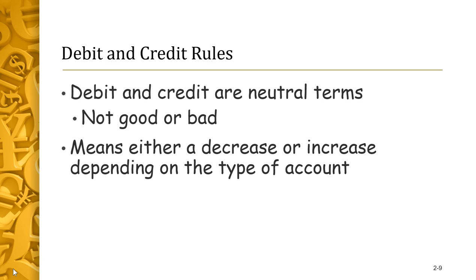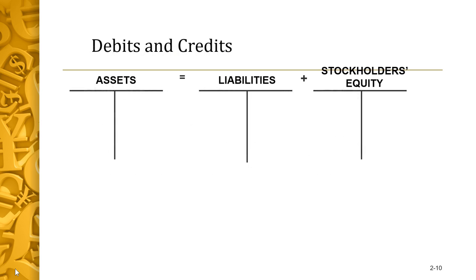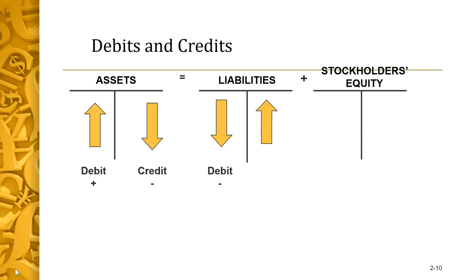So now let's take a look at accounts and how they're affected. So we have assets equals liabilities plus equity. Now remember, these are not accounts, these are categories. But in general, assets we increase with a debit, we decrease with a credit. Liabilities we decrease with a debit, and we increase with a credit. Stockholders' equity we decrease with a debit, and we increase with a credit.